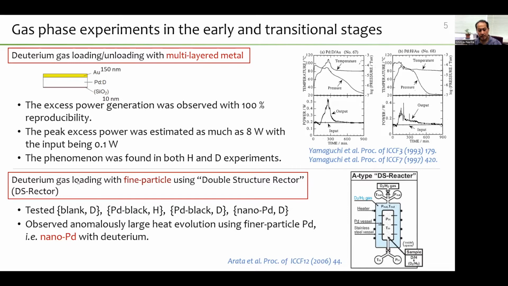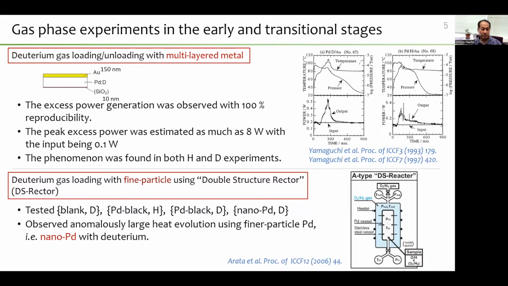And the other study is deuterium gas loading with fine particles using a double structure reactor. This is called the DS reactor. This experiment was done by Arata. This is the reactor cell, the view of the reactor itself. The reactor is composed of inner and outer cells, and the sample was put into the inner cell, and hydrogen or deuterium gas was supplied from the outer cell.